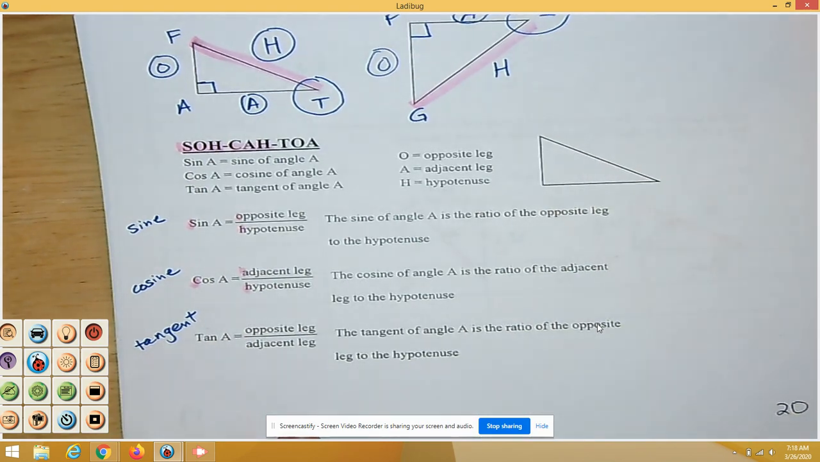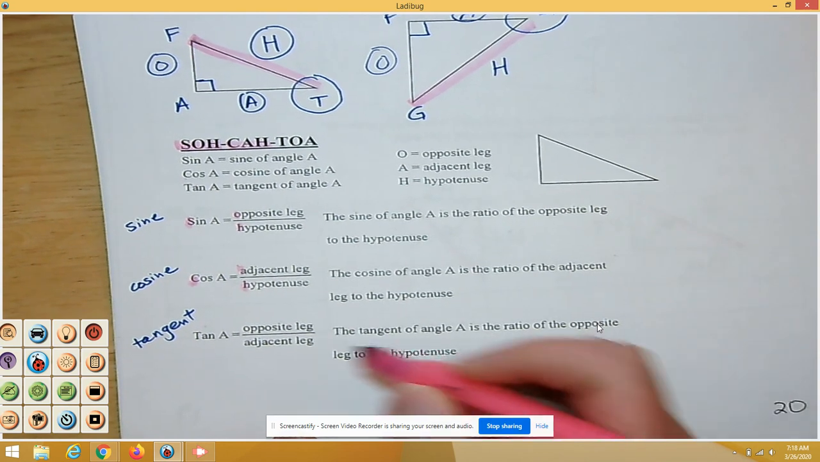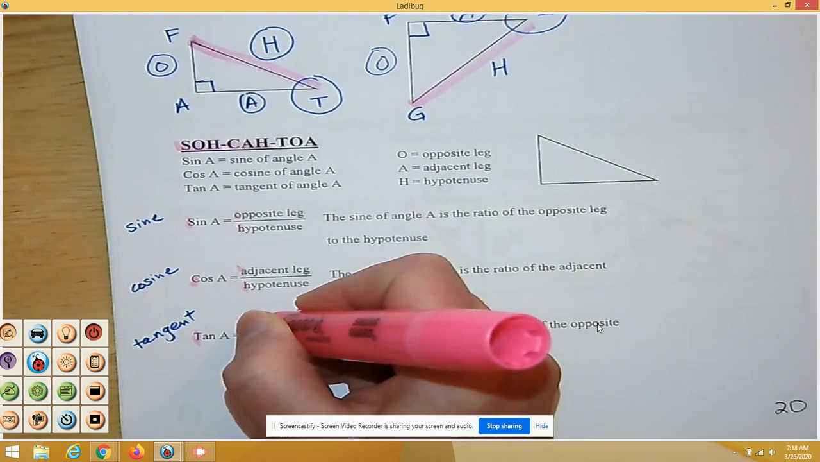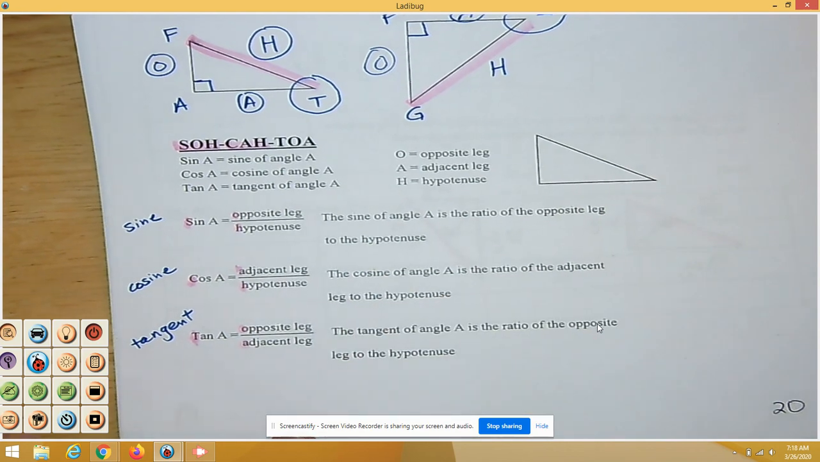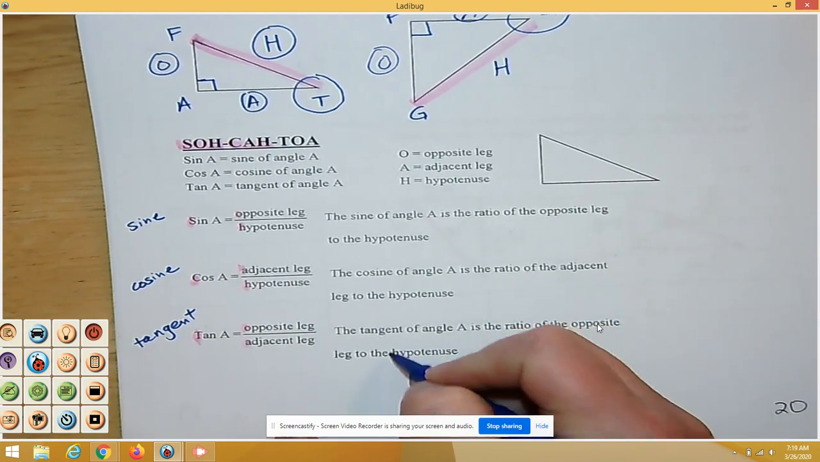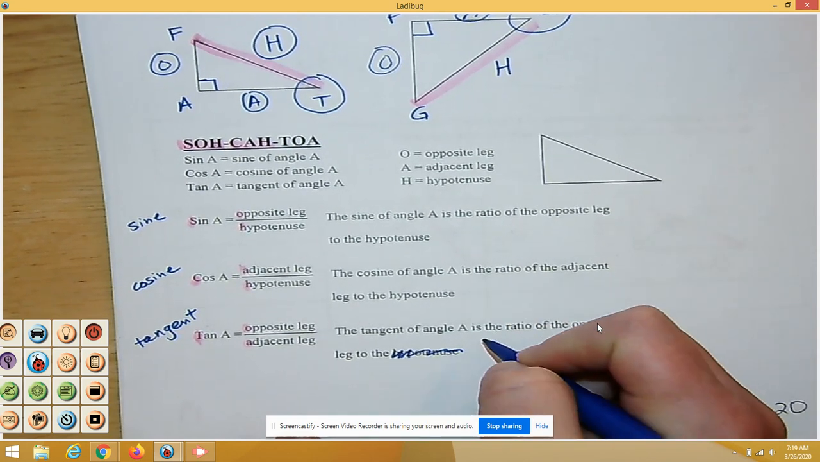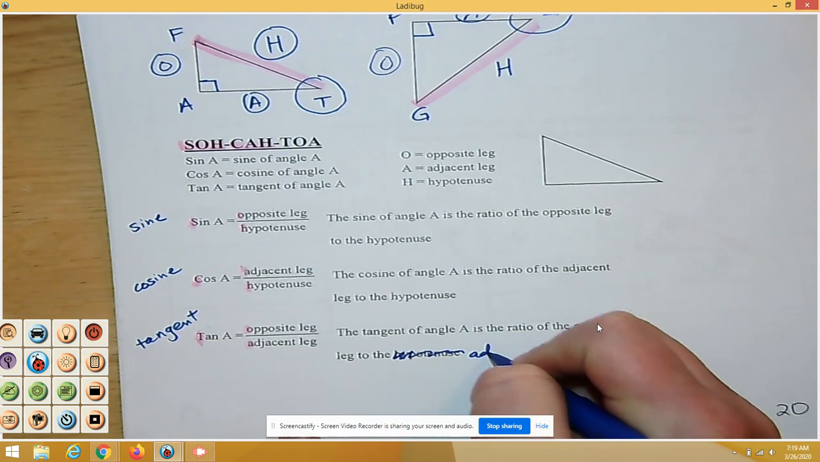And then the tangent of angle A is the ratio of the opposite leg to the... So T and then O divided by A. Okay, except I have a typo. Oops. TOA is the ratio of the opposite leg to the adjacent leg.